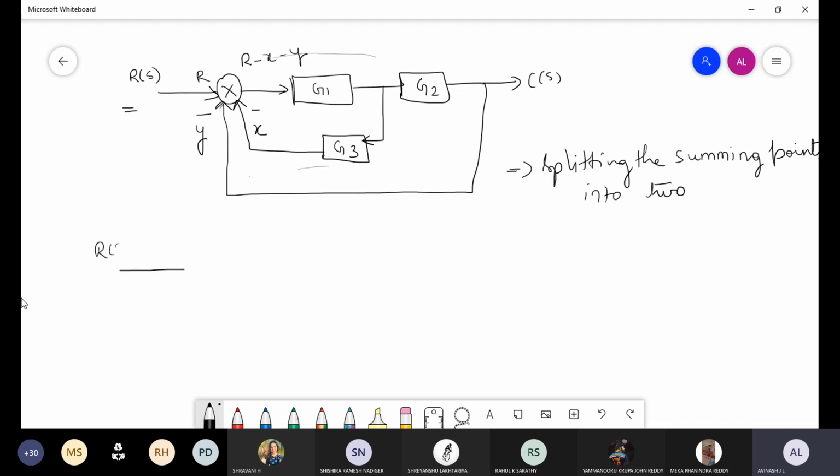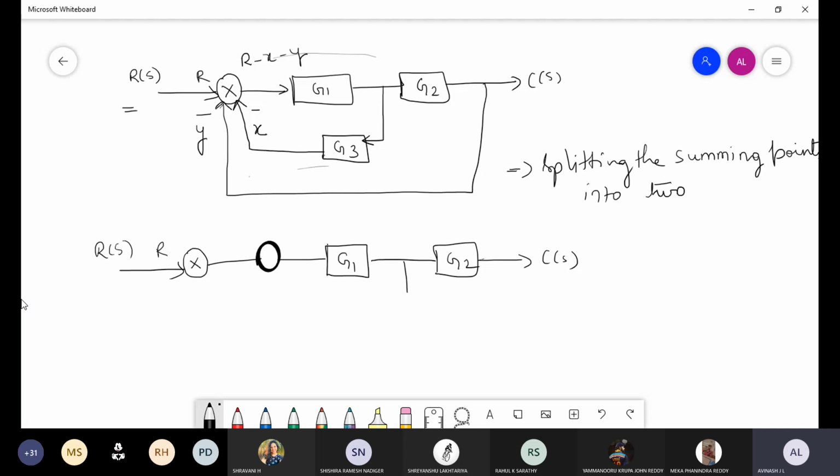How I'll do is, I'll take like this. I'll take R of S here. Okay. I'll take summing point here. R will come here. Okay. I'll take another summing point here. I'll take G1, I'll take G2, and this will be the C of S.